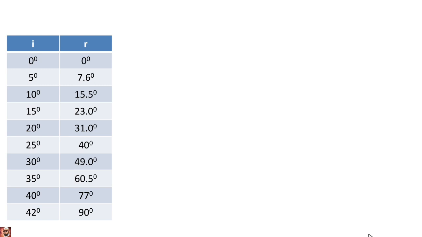If you see in the table, I is 0 degree, that is normal, and you get the angle of refraction 0 degree: no deviation, no refraction takes place. Now take the angle of incidence 5 degree, refraction you will get 7.6 degree; 10, 15.5; 15, 23.0; 25, 40; 35, 60; 40, 77 degree; and 42, 90 degree you got.